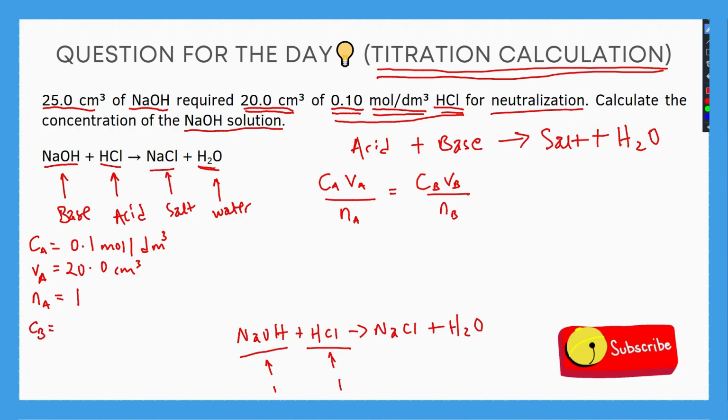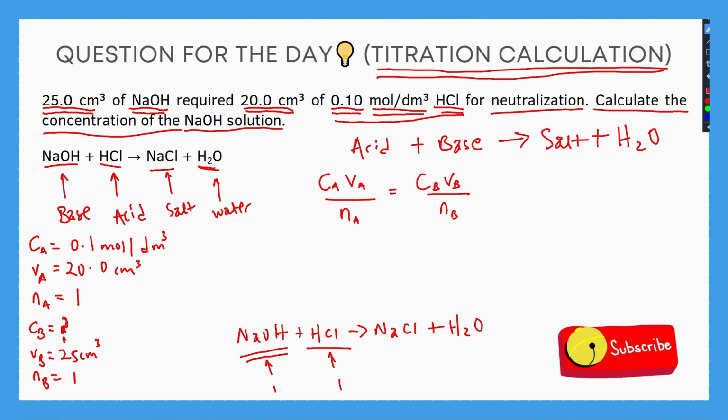Now let's come to the other parameters. Cb stands for the concentration of the base. Now, from the question, we were asked to calculate the concentration of the sodium hydroxide solution. So this is unknown. Here's my question mark. Vb stands for the volume of base used. And from the question, we were told that 25 cm cube of sodium hydroxide. So we have 25 cm cube as Vb. Now we have the last variable, which is Nb. Nb simply stands for the number of moles of base used. And from the chemical equation, we've identified it to be 1 as well.